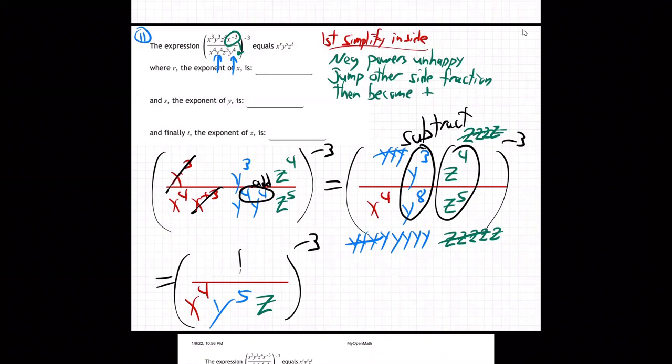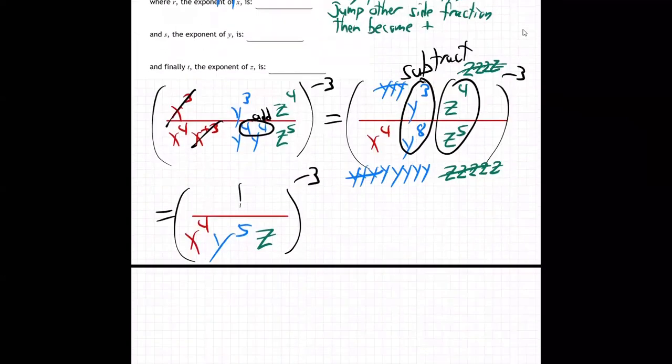All right, so now that was all step 1, really, a big long step 1. Simplify the inside. So I cleaned up the inside, made it nice. So now, what do we do with that -3 power on the outside?